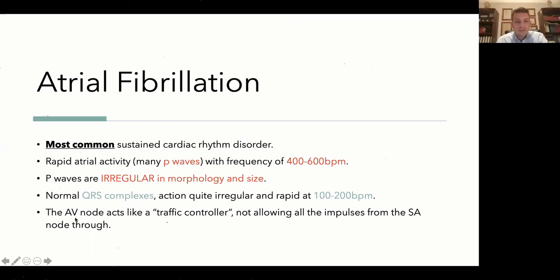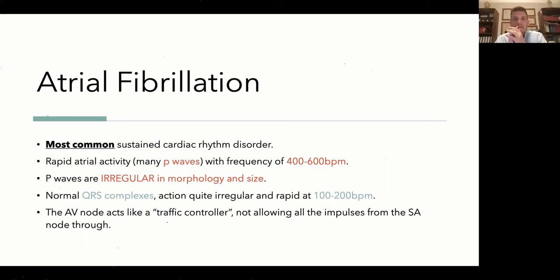Why do we care that the P waves are so all over the place and the QRSs are fine? Because the AV node acts like a traffic controller, and it only allows a part of the impulses from the SA node through to the ventricles. This is why, because in case all the impulses pass from the atria to the ventricles, we will have a hemodynamic collapse because the heart won't be able to function as a pump. If you do this, what's the ability to pass blood to the periphery? Okay, it makes very much sense.